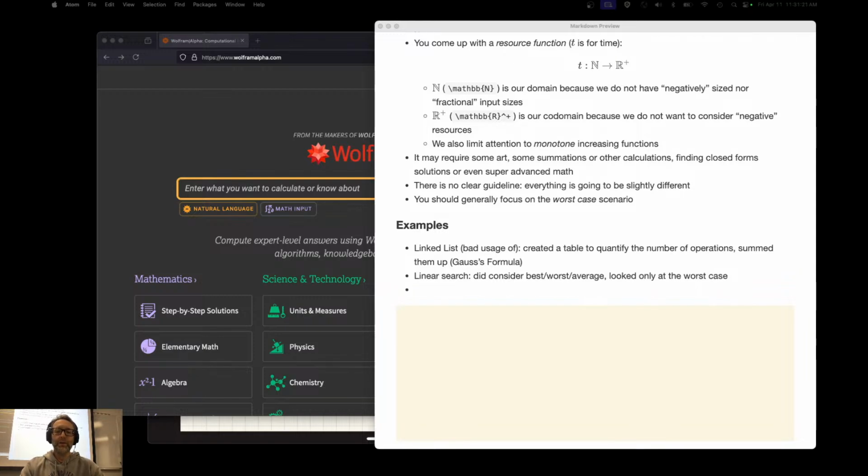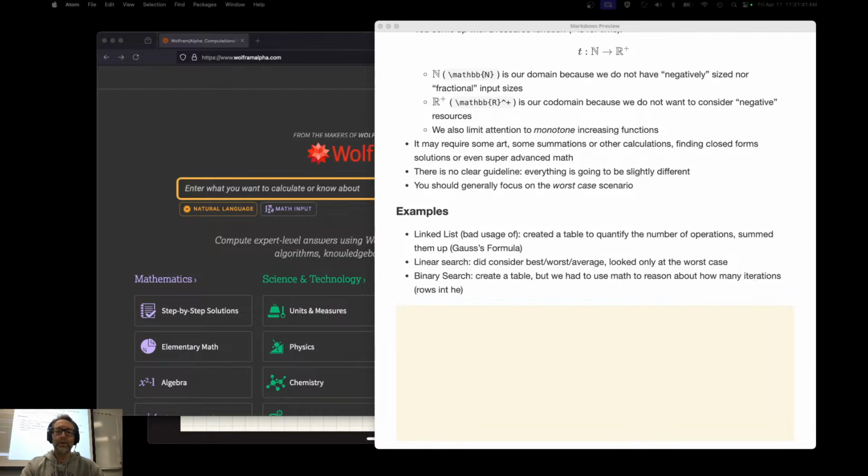Then we did binary search, and we did this fully, I believe. Log n or something like that. We did the analysis, I mean. Here we also created a table, but we had to use math to reason about how many iterations or rows in the table there were. And we came up with a logarithm, like log n plus 1, right?